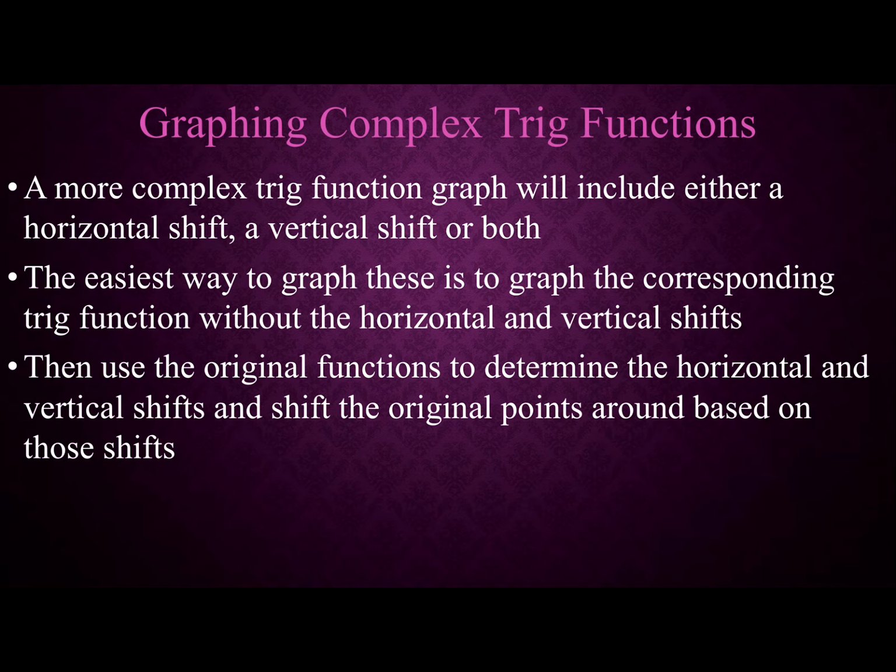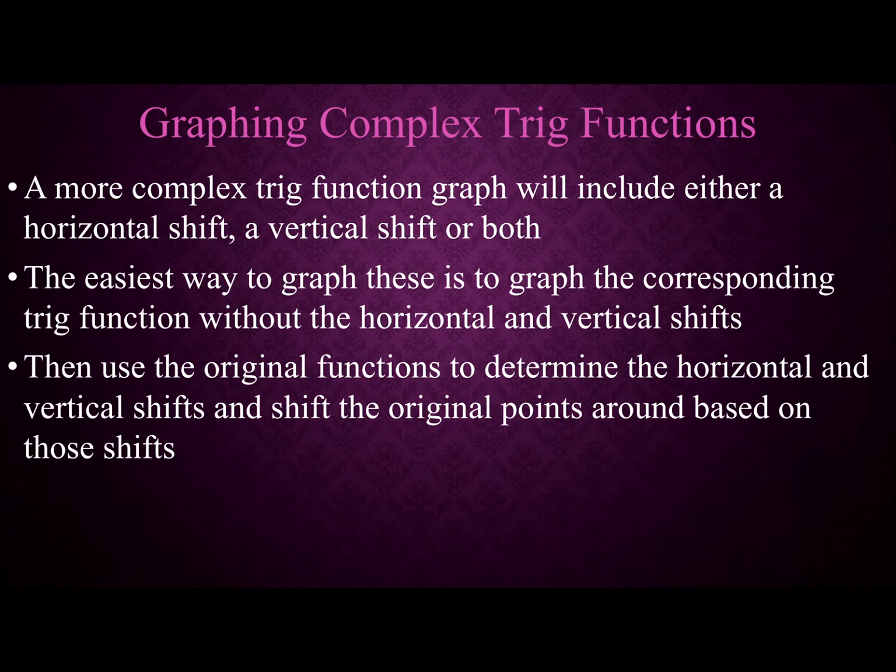Because if it's telling us to shift it pi over 2 to the left, we then just move each point pi over 2 spaces to the left. If it's saying -4, then we shift each point 4 down. So it's best that you do the original and then move them around from there for your transformations. At least that's what I find.